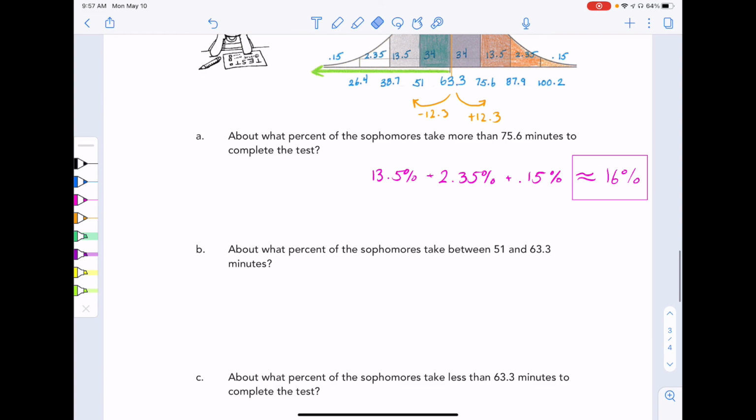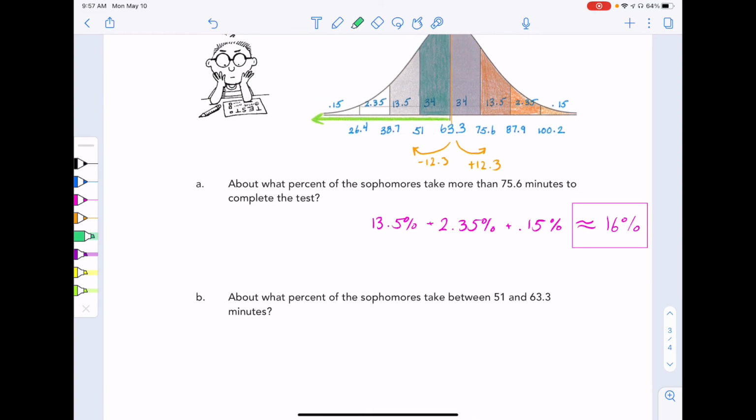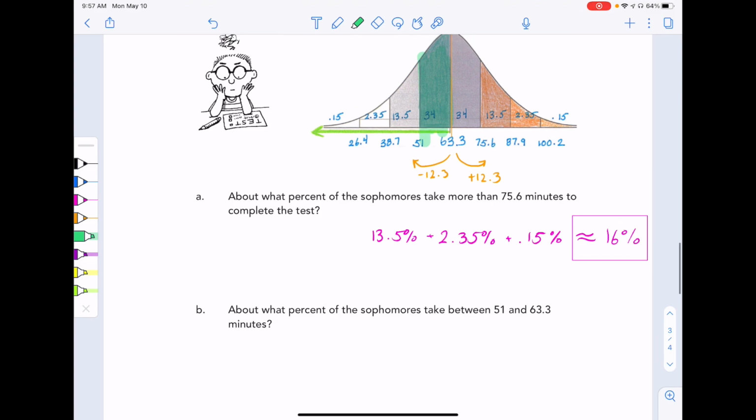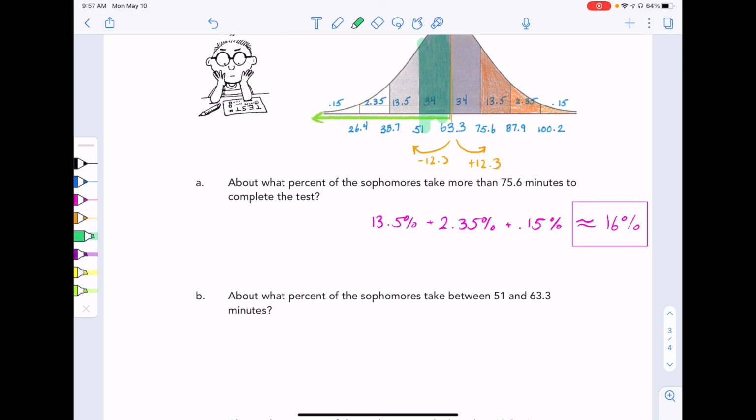Part B says, what percent of sophomores take between 51 and 63.3 minutes to complete the test? So 51 is here and 63.3 is our mean. So we're looking at just one of our columns. We're looking at one standard deviation. We can instantly say that's 34%.